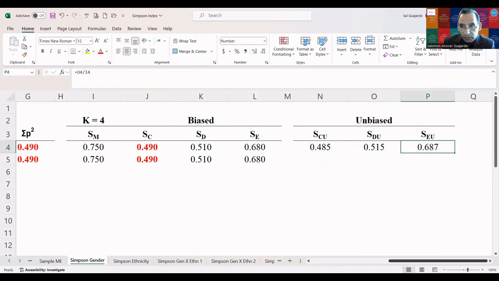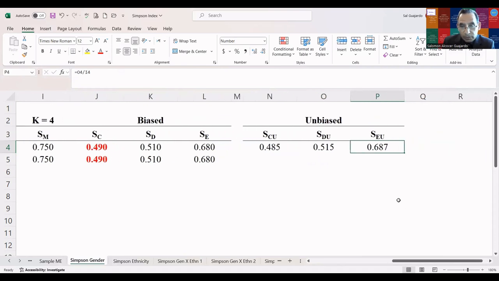Now for the unbiased Simpson score for gender, it's going to be 0.515 divided by the maximum score of 0.75. That's going to be 0.687. So the department obtained 68% of the maximum possible value of 0.75.